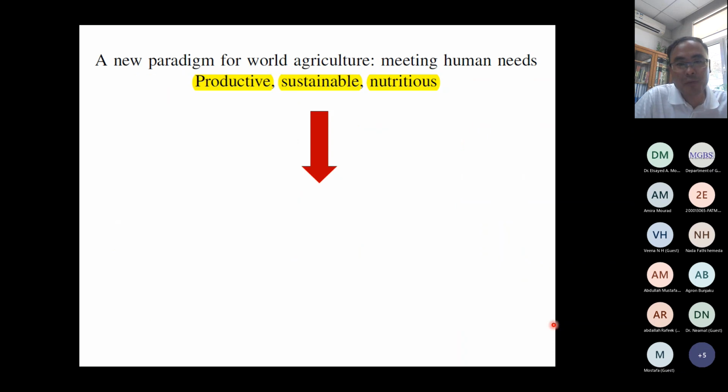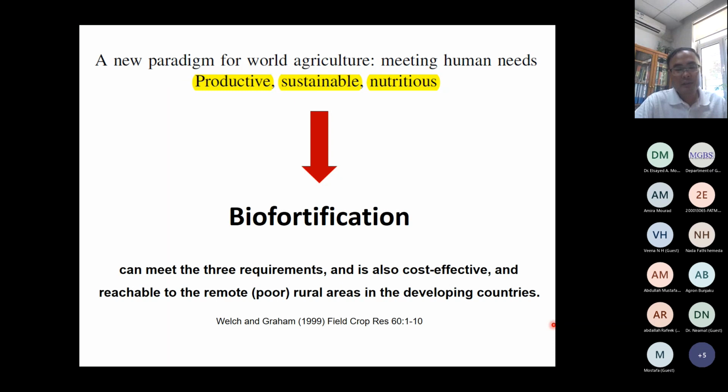So the new paradigm for agriculture needs to meet human demands: it needs to be productive, sustainable, and nutritious. The way to solve this problem is biofortification. It can meet all 3 requirements, and it is also cost effective and reachable to remote, poor rural areas in developing countries. This review paper was written by Graham Welch and Roger Welch.